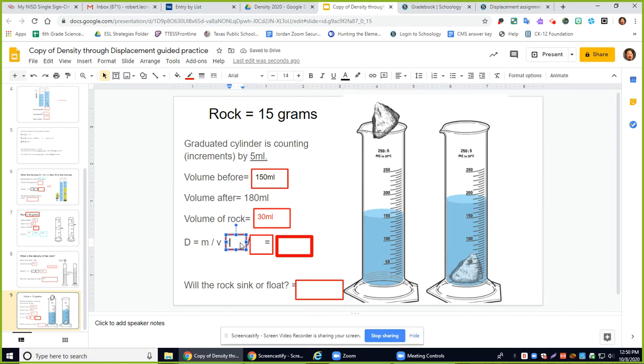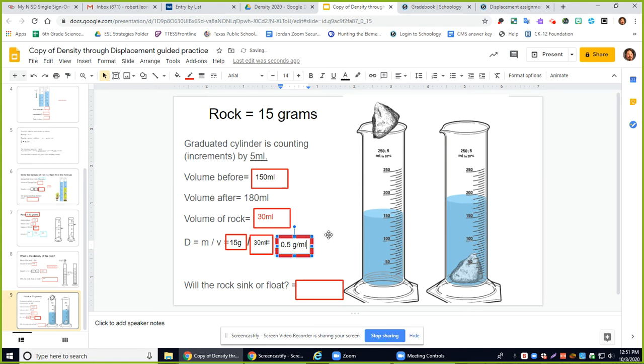Okay, the mass of that rock is 15 grams. The volume of that rock is 30 milliliters. Okay, so what is 15 divided by 30? Y'all should have calculators. Yeah, 0.5. Okay, yes, it is 0.5 grams per milliliter.